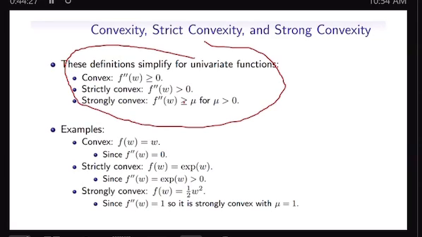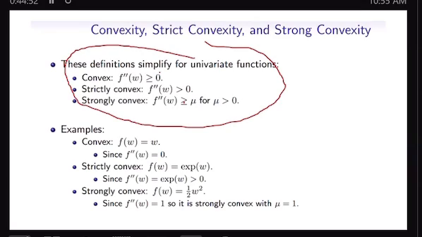Now, how am I going to know? That's a good question. I will differentiate twice. Now, take a look at this. These are the conditions, right? Condition for convex: second derivative greater or equal to 0. For strictly convex: second derivative greater than 0. For strongly convex: second derivative greater or equal to a particular number.